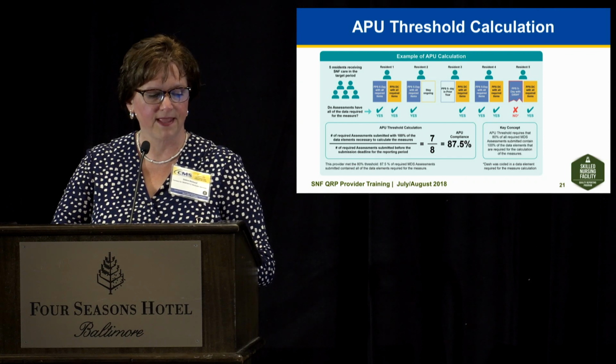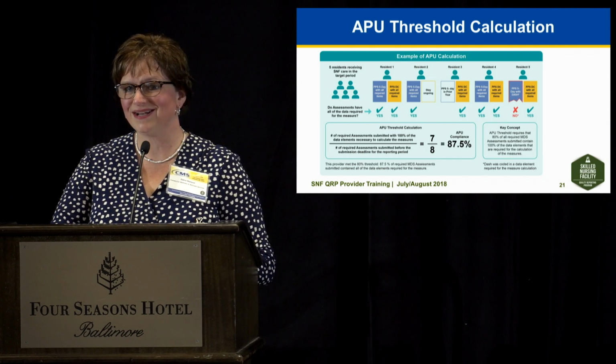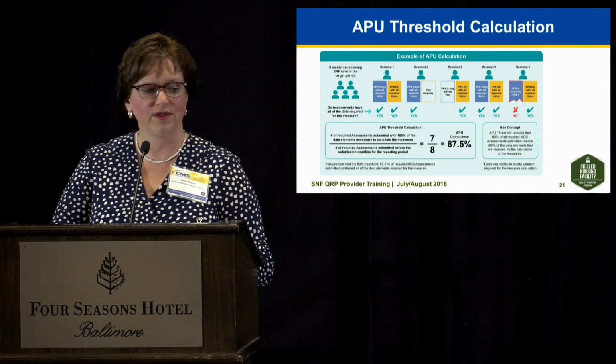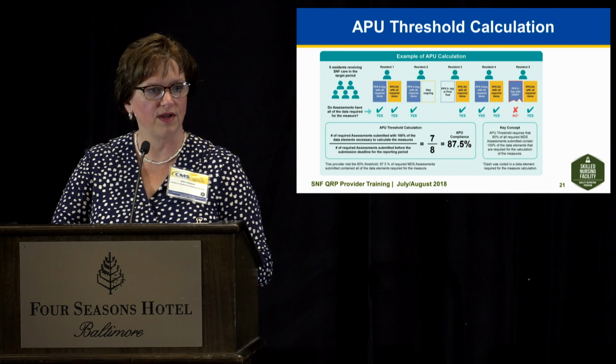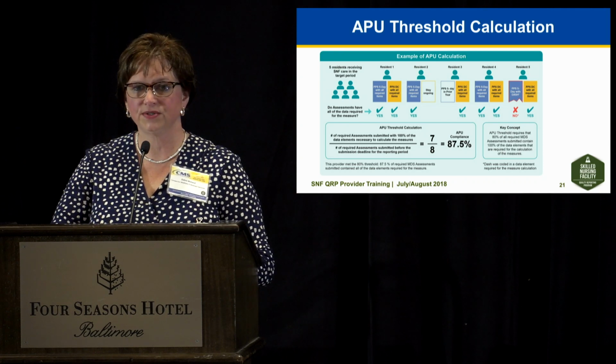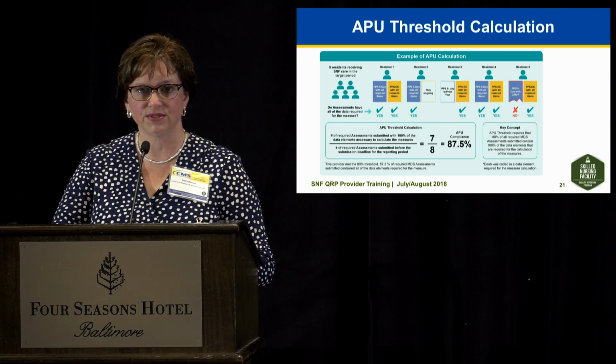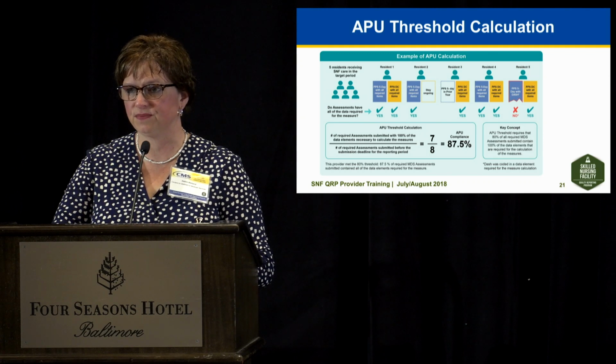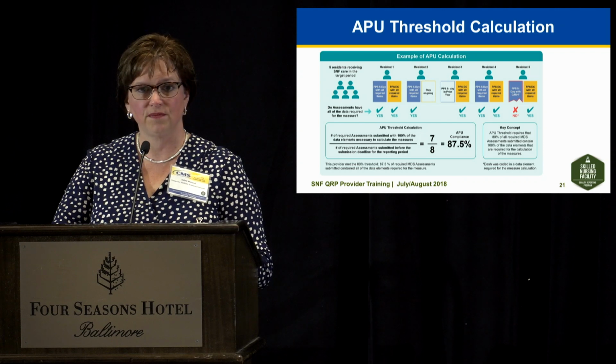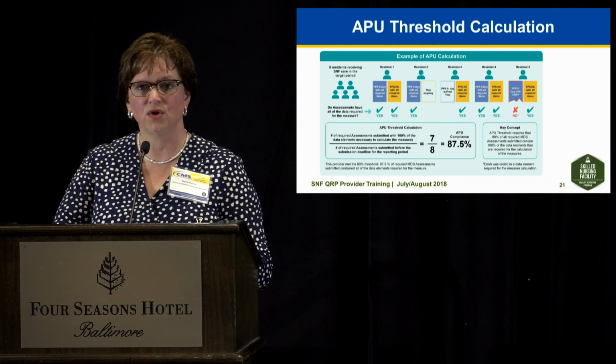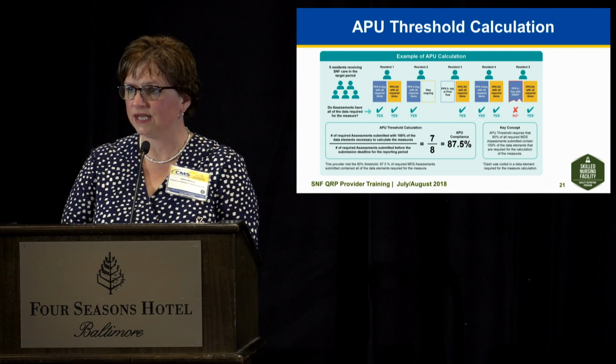So in this particular example, you'll see that this facility's APU compliance for the function measure was 87.5%. You'll notice we have included a key concept to help you remember that for the SNF quality reporting program, the required compliance rate is 80%. So 80% of all the assessments submitted for the SNF QRP measures must have a value in the quality measure items other than a dash.